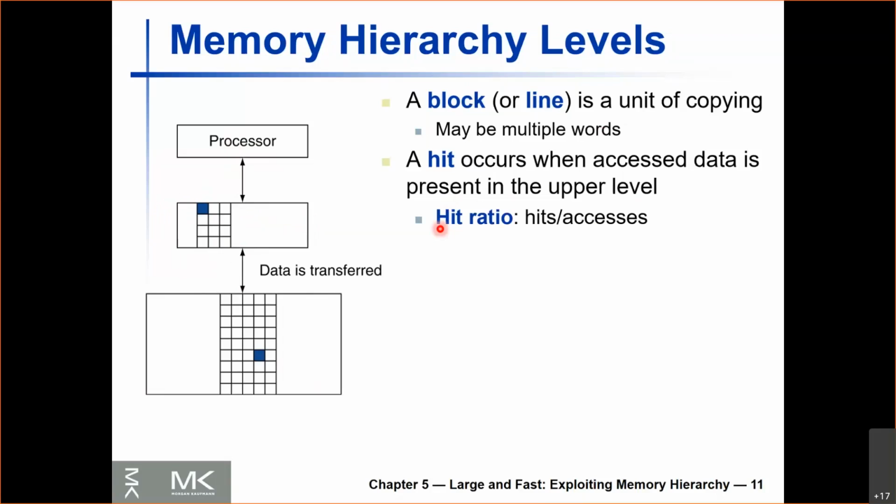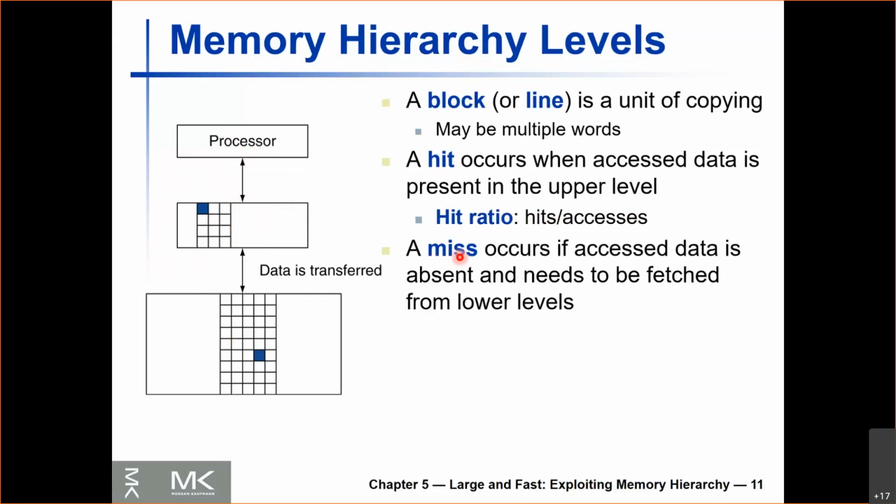So the hit ratio is the percentage of hits per access. For example, if half the time I find my data in this level of the hierarchy, and the other half I don't find it and I have to go to the higher level of memory, then we have a hit ratio of 50%, right? Because half our accesses are hits, and the other half are not.